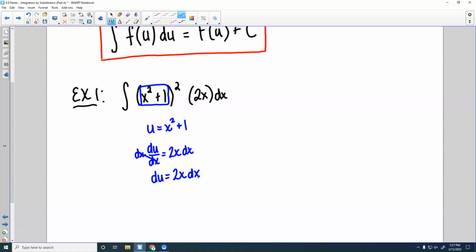So our goal is to replace everything in that integral with u's instead of x's so that it will be a function that we can actually integrate. So u is equal to x squared plus 1. So right here where I see x squared plus 1, I can replace that with u. And du is equal to 2x dx. So where I see 2x dx, I can replace that with a du.